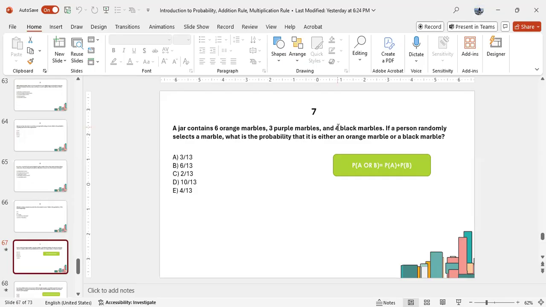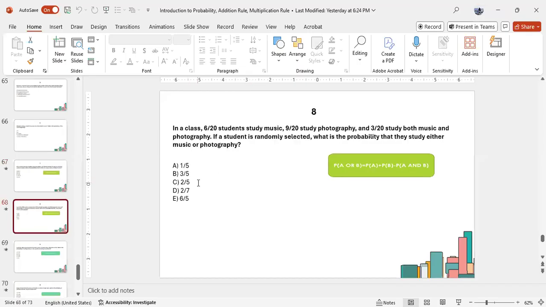Delta, 10 by 13. Yes, the correct answer is 10 by 13, because we have to add this and this. 6 plus 4 equals 13. Sorry, 6 plus 4 equals 10. I'm really sorry. 6 plus 4 equals 10, and 13 is the total number of marbles. So delta would be the answer.